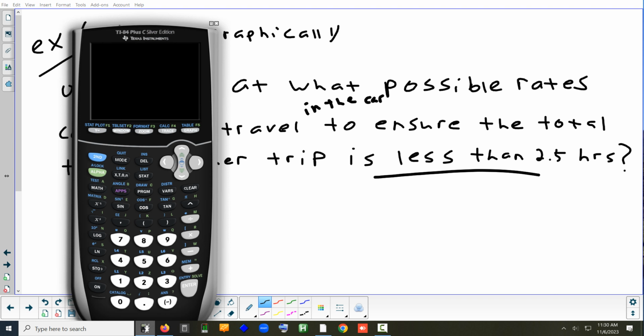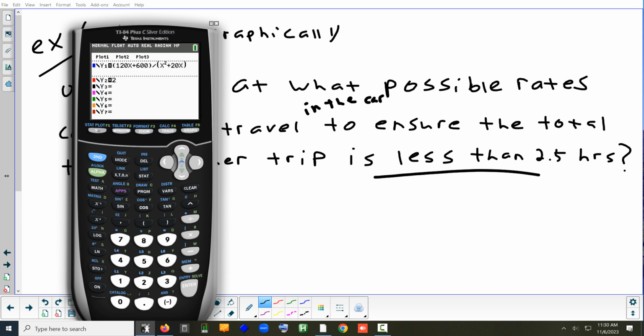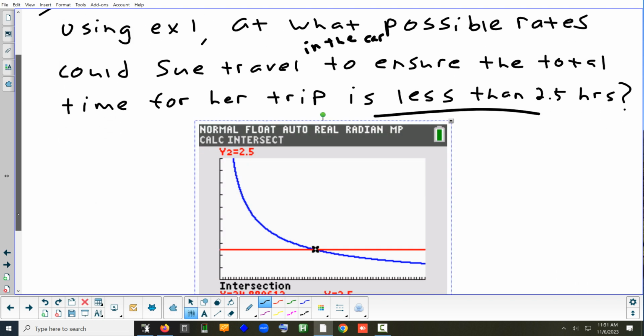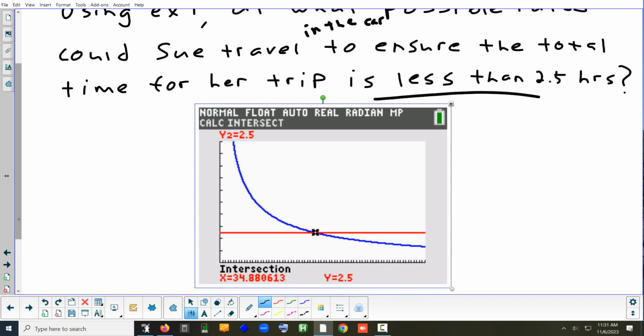Okay, so we still have it typed in. But what do I have to change here to figure this out? We're going to change the 2 to 2.5, so it's going to be a little bit higher for the horizontal line. And I'm still going to start out the same way. What do I want to do with that now? Yeah, I do want to find the intersect. So I get 34.88. That would be the speed she would have to travel to complete the trip in exactly 2.5 hours.